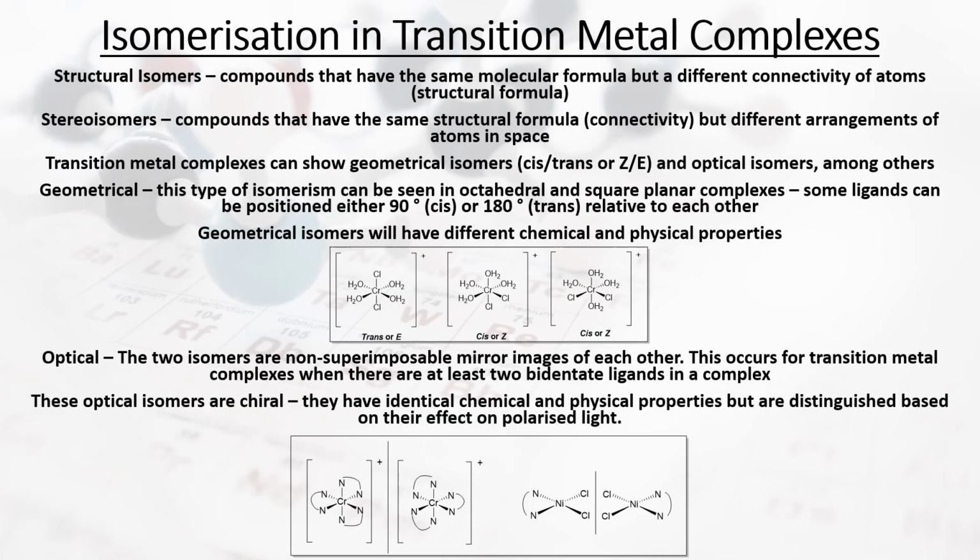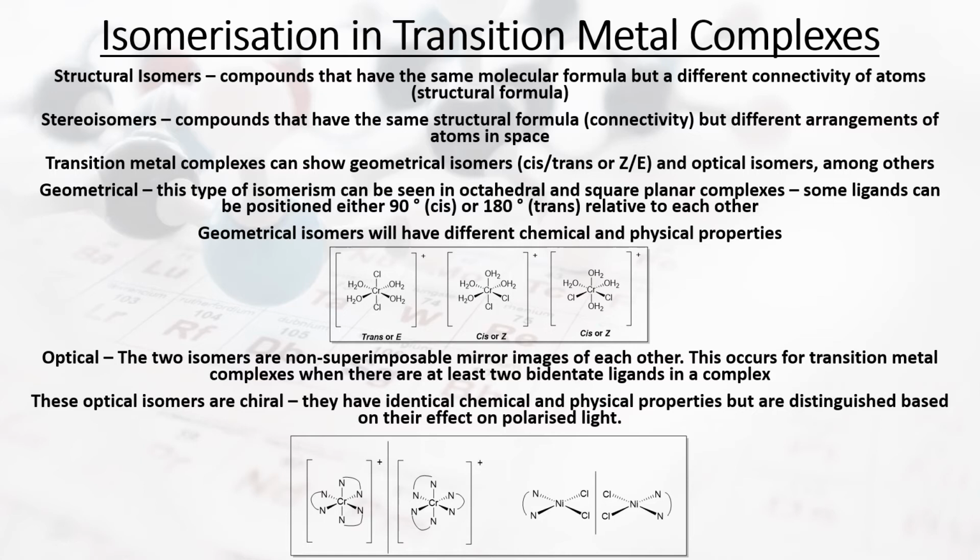So the last thing to really talk about is isomerization in transition metal complexes. We've always talked about isomers before in terms of organic compounds, and we know that we can have structural isomers and stereoisomers. Remember that structural isomers are compounds that have the same molecular formula, but they have a different connectivity of atoms. They have a different structural formula. And we can say that these really are position isomers, chain isomers, and functional group isomers when we were thinking about our organic molecules.